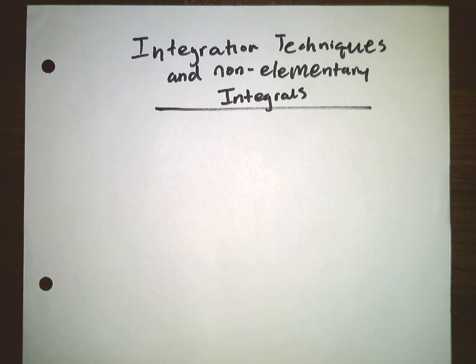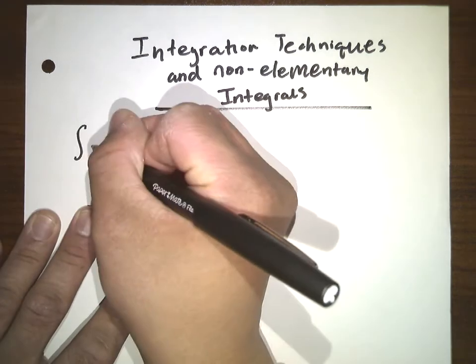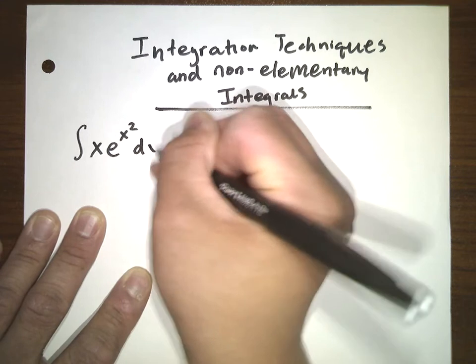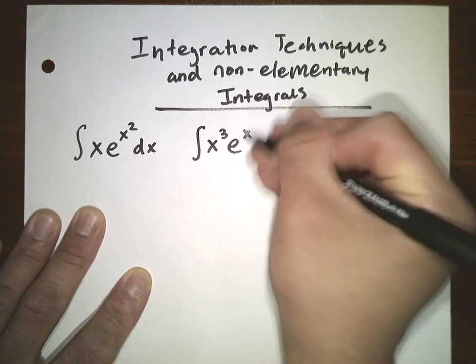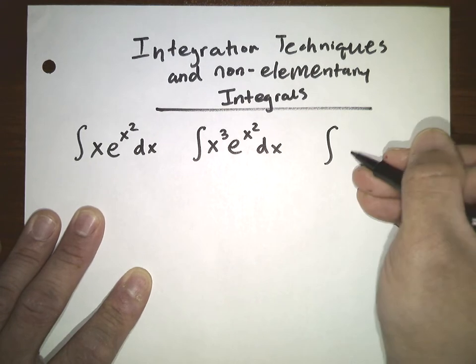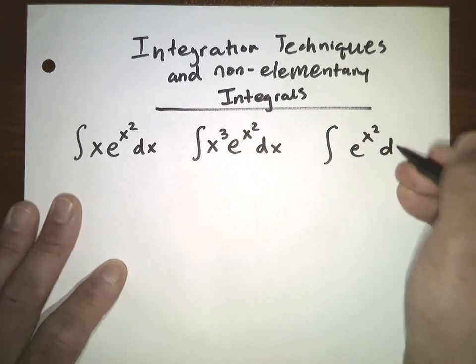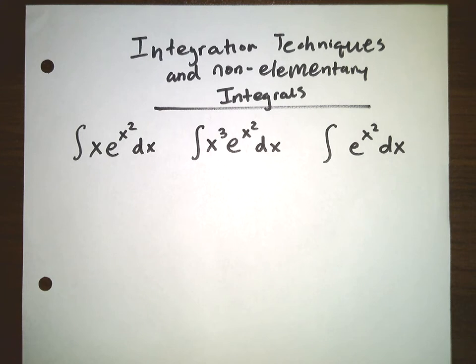But there were three different integrals that I gave you, and one of them was x e to the x squared dx, and one of them is x cubed e to the x squared dx, and then one of them was e to the x squared dx. All right, so hopefully you remember seeing those three, and then the real issue was somebody asked me about using integration by parts on these, or what the first step would be for all of these.